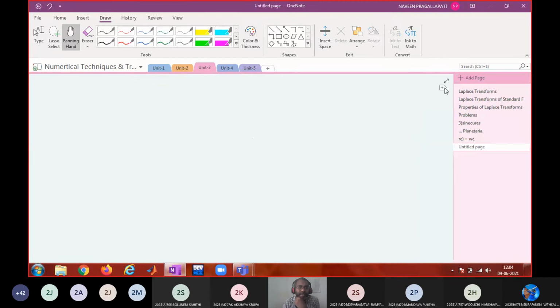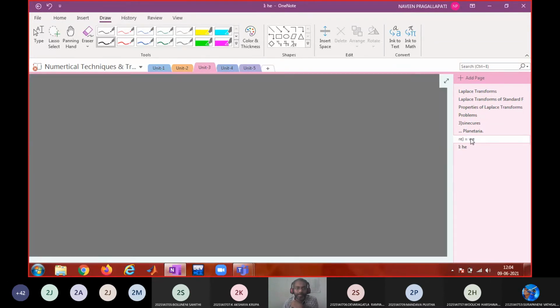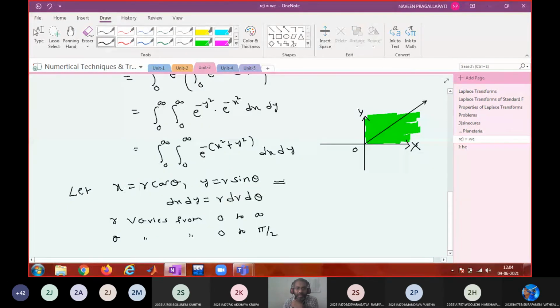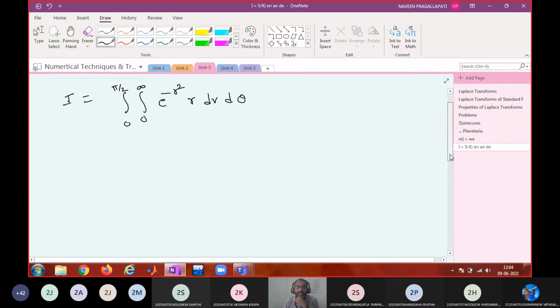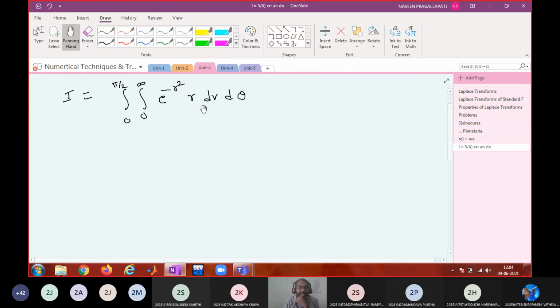So I square is equal to e power minus (x square plus y square). What will be x square plus y square? R square. So e power minus r square dx dy becomes r dr d theta, where r varies from 0 to infinity and theta varies from 0 to pi by 2. This is a simple integration because r is there. Now I am able to integrate this easily.